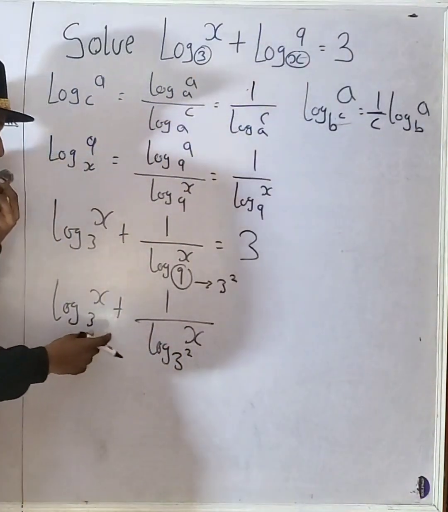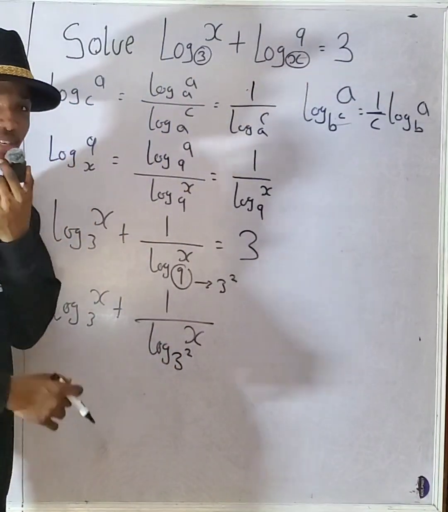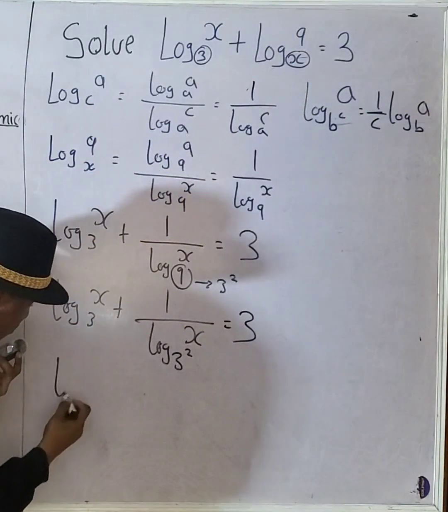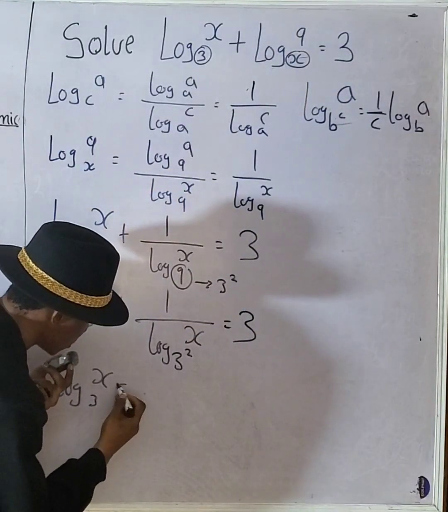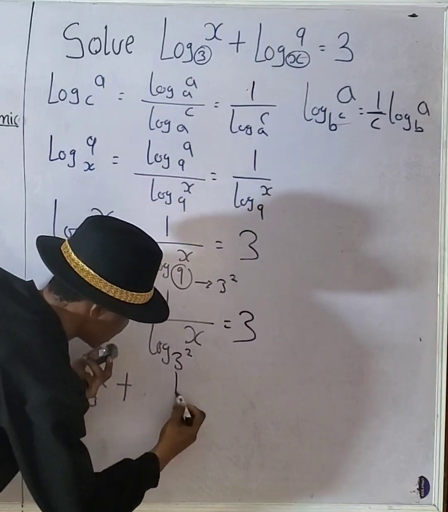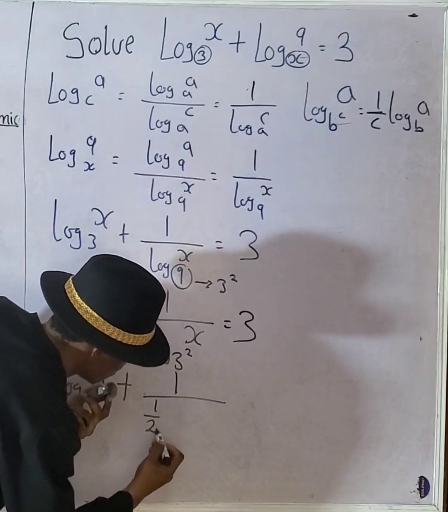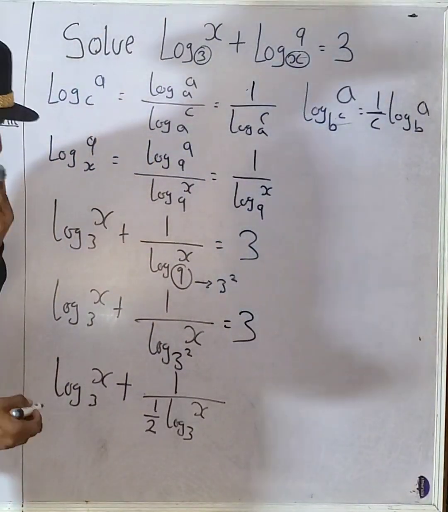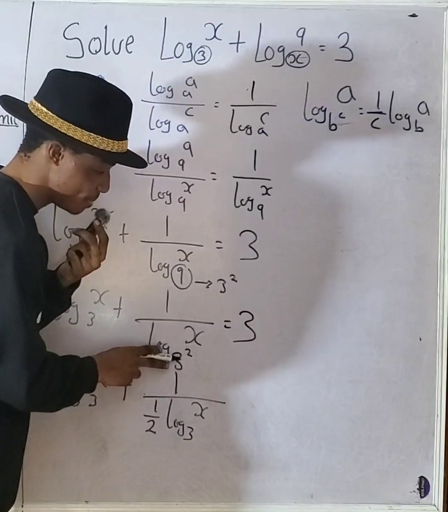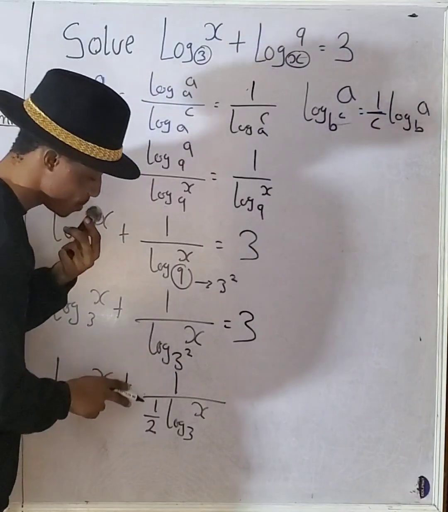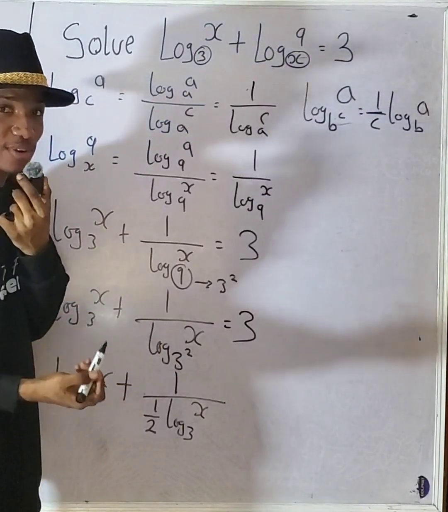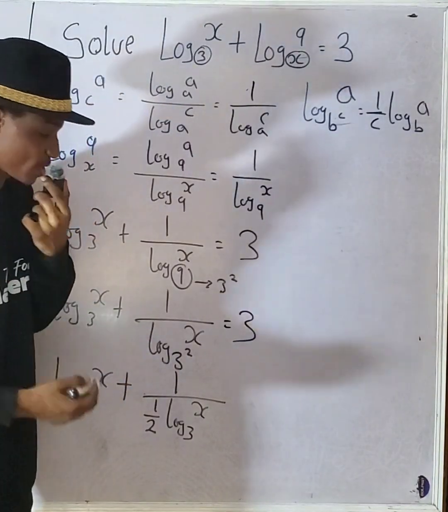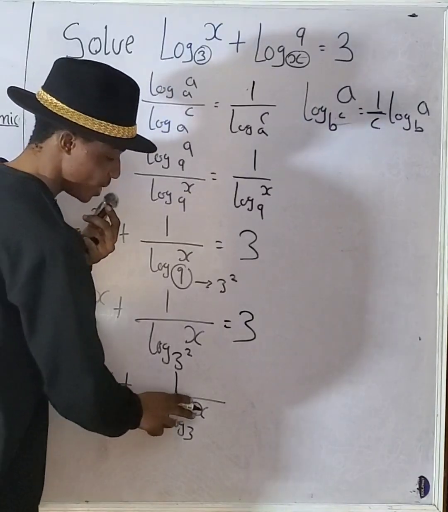Okay, so you can see here that the base of this logarithm, which is 3, is raised to the power of 2. So don't forget, equals 3. So I'm going to have log x base 3 plus 1 over 2 log x base 3. Do you understand? The power of the base here is 2. Okay, the result will be the inverse. The inverse of 2 is what? 1 over 2, or the reciprocal if you want to put it like that. The reciprocal of 2 is 1 over 2. So I have 1 over 2 multiplied by log x base 3.